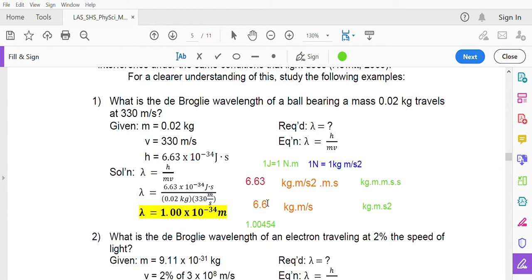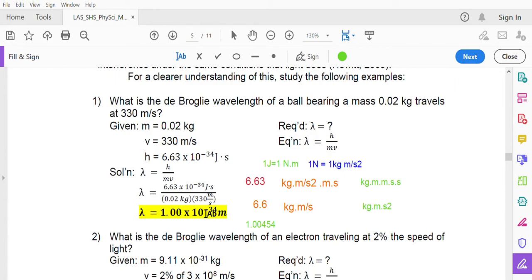6.63 divided by 6.6 is equal to 1.00454. Using significant figures, if we look at the least significant figure here, it would be 2. So the best answer would be 1.0 times 10 to the minus 34 meters.